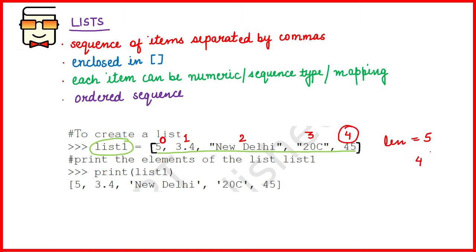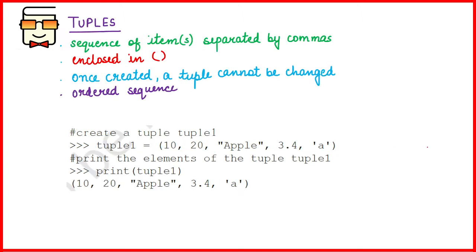It will be 4. That means the length minus 1. Okay. So coming to the next data type, which is the tuple. Tuple is again a sequence data type. It also contains a collection of elements which are separated by commas, but this time these elements are enclosed within round brackets. Okay. So again, the elements can be of any type.